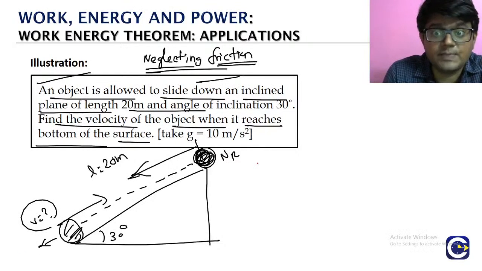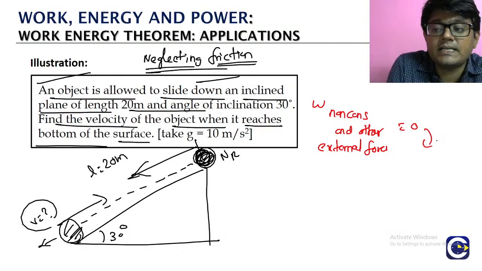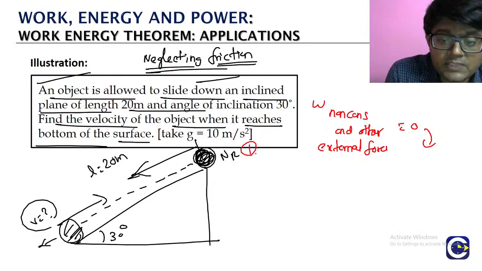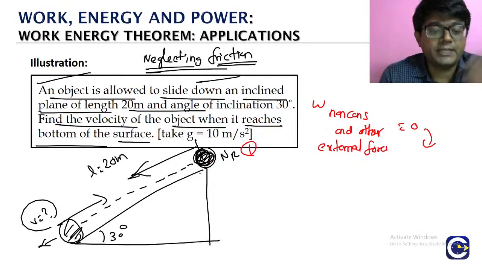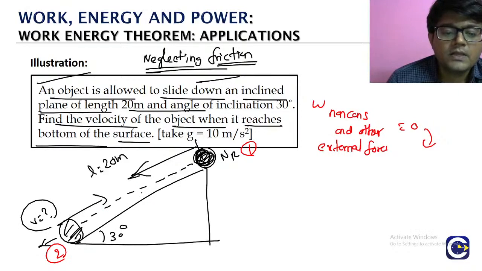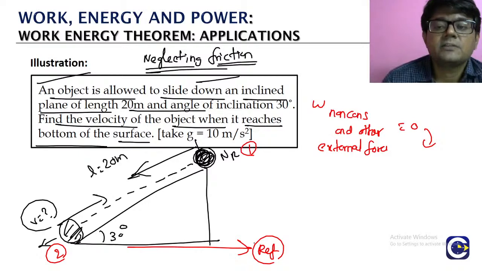There is no friction here, which means the work done by non-conservative and other external forces is 0. So what result do we get from that? Conservation of mechanical energy means, we will take this point 1 as the starting point and point 2 as the final point when it is touching the bottom surface. The bottom surface we can take as the reference for the potential energy.